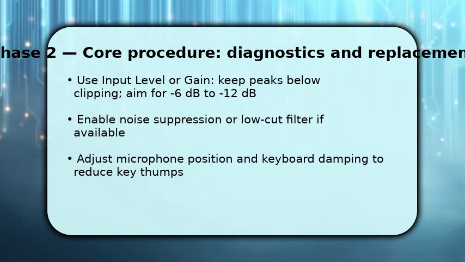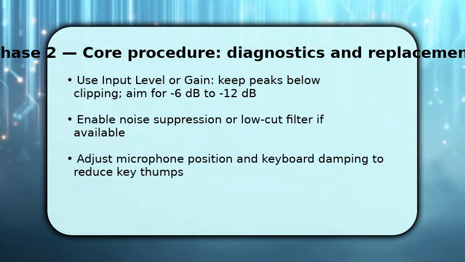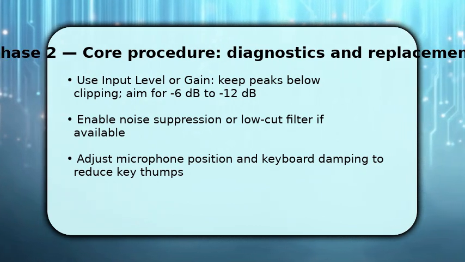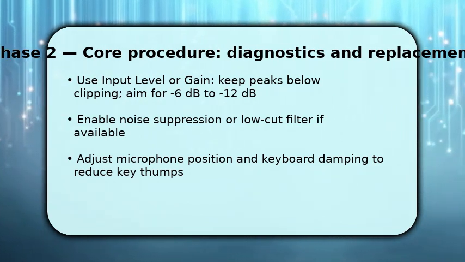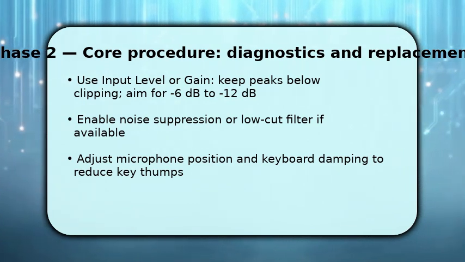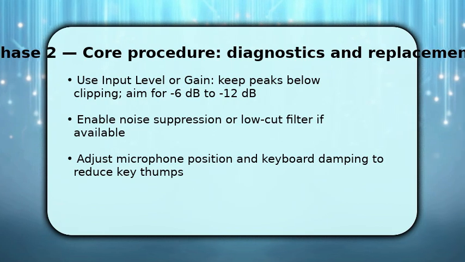Next, enable built-in noise suppression or a low-cut filter to remove rumble and slow keystroke thumps. You should also reposition the mic slightly off-axis from the keys and add softening material or O-rings to the keyboard if needed. These steps balance clarity with minimal key noise, so your voice or desired sound stays intelligible.